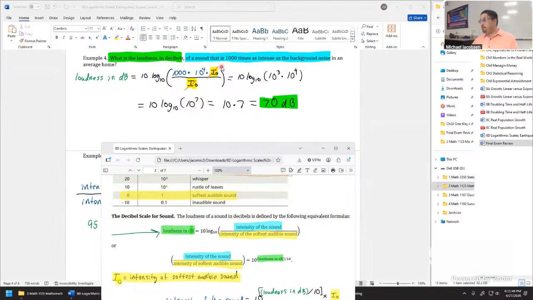For the example 4 problem, we use this formula directly. We threw in the intensity in the numerator, put I naught, the softest audible sound intensity, in the denominator. Then we worked out the logarithms, got 70 decibels. Well, 70 decibels is 1,000 times as loud as the background noise in an average home. And you wouldn't have guessed that. That's kind of interesting. But any questions with that recap problem there?